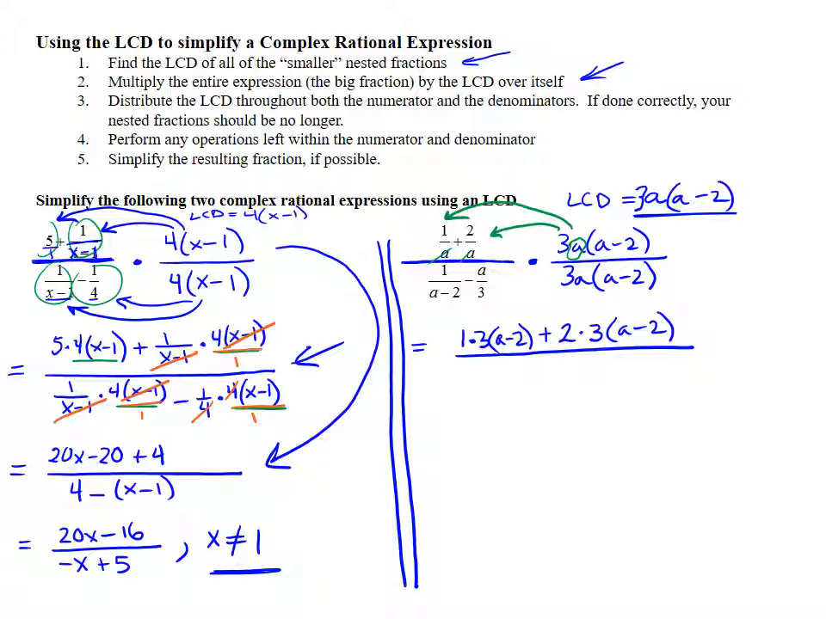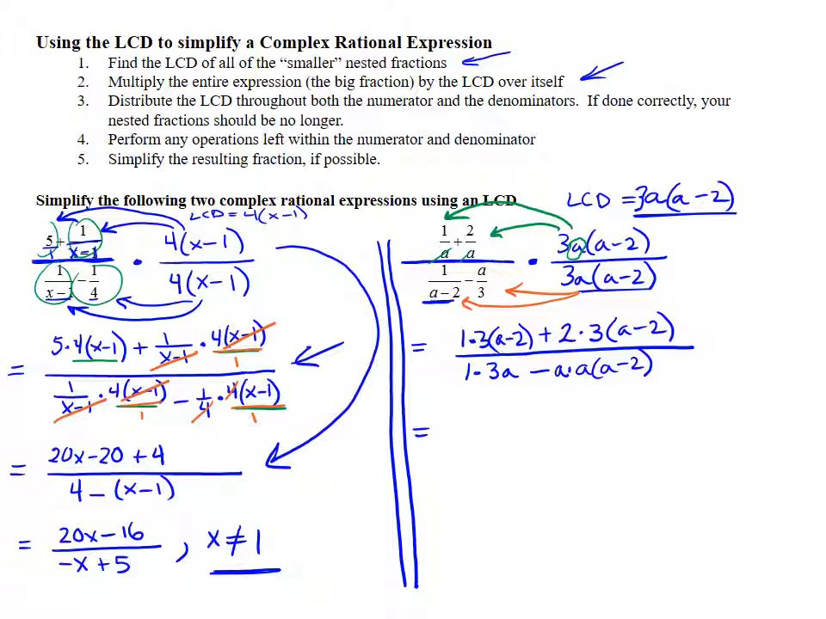We can do the same thing in the bottom. Distribute this 3a times a minus 2 into those two terms in the bottom. In the first fraction, we have an a minus 2 in the denominator, which is going to cancel with our a minus 2. So what's left is 1 times just 3a. Then I have a minus, and then the a over 3, where the 3 is going to cancel with my LCD. So I'm still going to have the a, and then I'm still going to have the a times a minus 2 from the LCD.